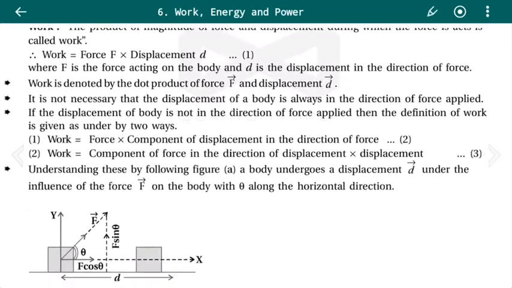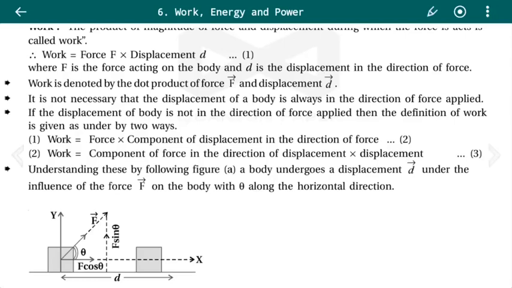It is not necessary that the displacement of a body is always in the direction of the force applied. We have already seen the different cases. If force and displacement are in the same direction, work will be positive. If force and displacement are in opposite directions, work will be negative. If force and displacement are perpendicular, then work done will be 0.